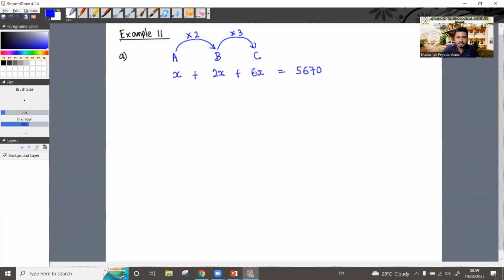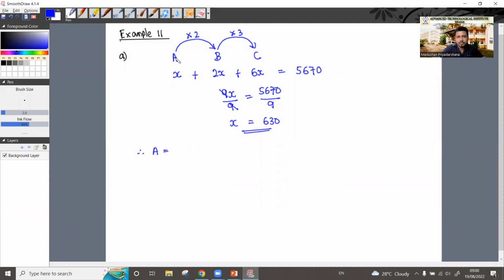So we can simplify this. 6x plus 2x, 8x, 8x plus x, that is 9x, equals 5,670. Divide both sides by 9. So 9 to 9 we can cancel. Therefore, x equals to what? Yes, x equals to 5,670 divided by 9. That is 630.